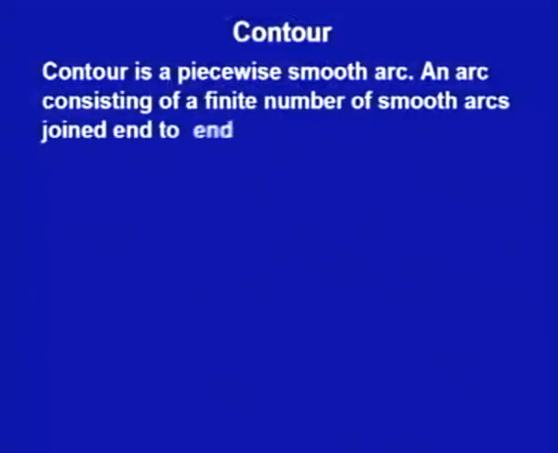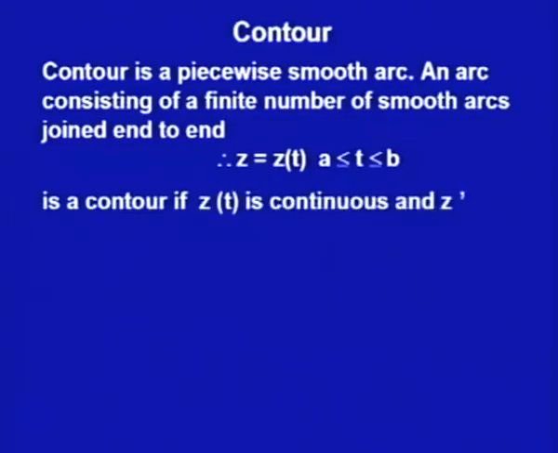So, what is this contour? Let us define the contour. A contour is a piecewise smooth arc, that means an arc consisting of a finite number of smooth arcs joined end to end. What it says is that z equal to z(t), defined on the interval a to b, is a contour if z(t) is continuous and z'(t) is piecewise continuous. If you do remember, by a smooth arc we meant that the arc is differentiable and its derivative is not 0 on the whole interval.